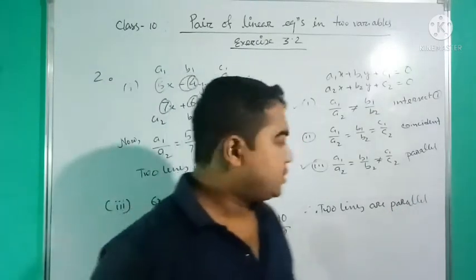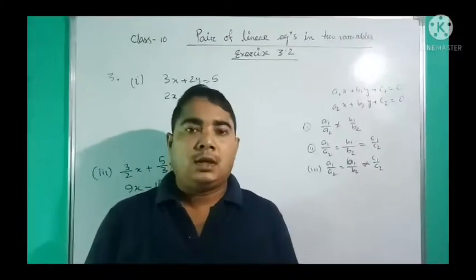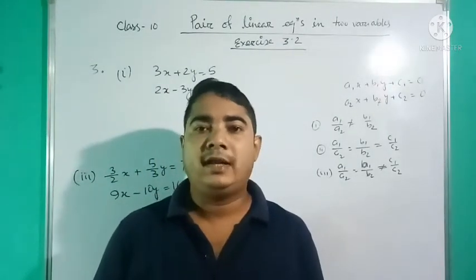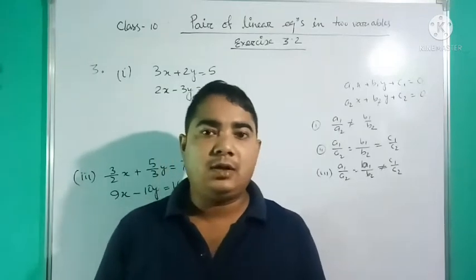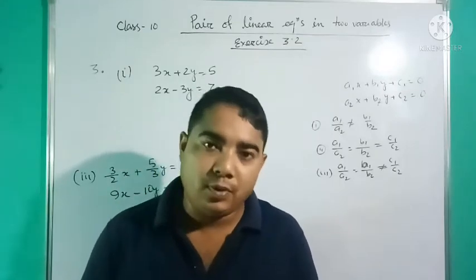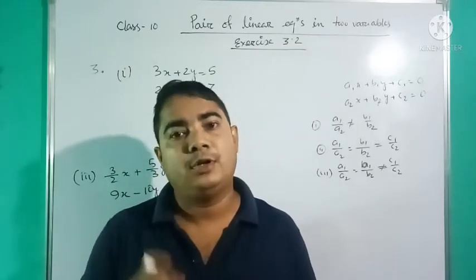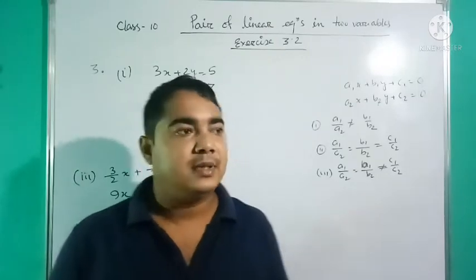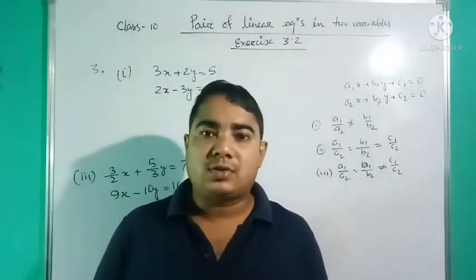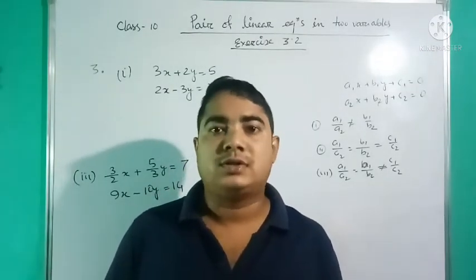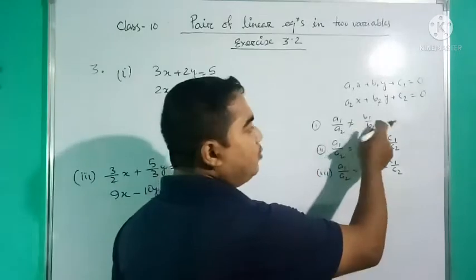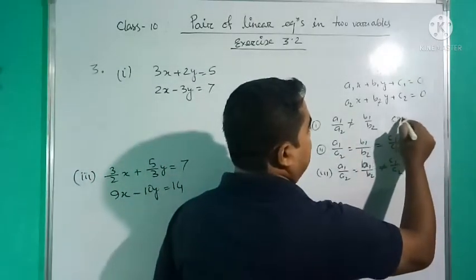Okay, now proceed to question number 3. Here we need to find whether the given equations are consistent or inconsistent. Consistent means, as I said in the last video on the concept of this chapter, if two lines intersect at one point or many points, then it is called consistent. If they do not intersect, then it is called inconsistent. Not intersecting means parallel. Therefore the parallel case is called inconsistent and the other two cases are called consistent. If a1 by a2 is not equal to b1 by b2, then they intersect at one point, so it is consistent.